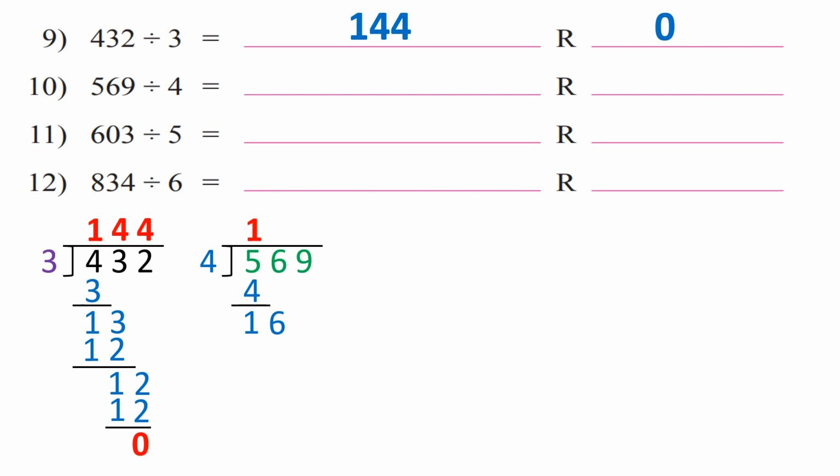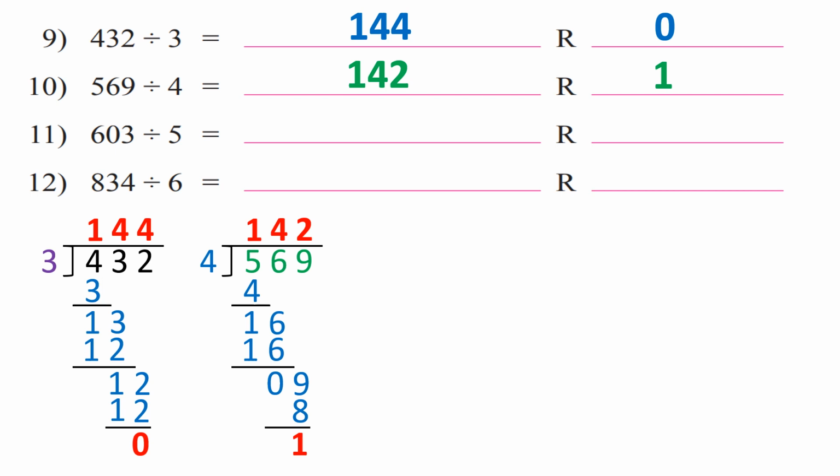16 divided by 4 is 4. 4 times 4 is 16. 16 minus 16 is 0. Then bring down the next number, 9. Then you have 9. 9 divided by 4 is 2. 4 times 2 is 8. Then you subtract 9 minus 8 is 1. Your answer for number 10 is 142, remainder 1.